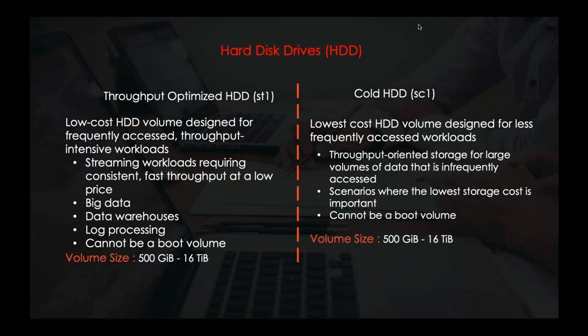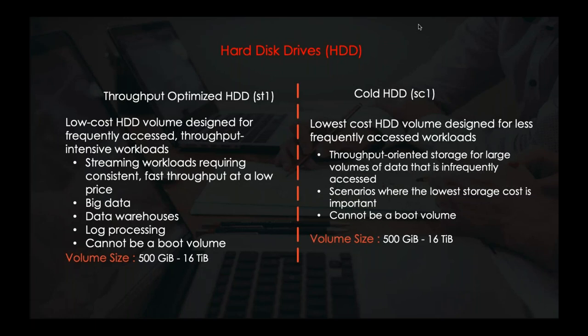Throughput optimized can be used for streaming workloads. For example, if you have video files which you want to stream on your application, you can go with throughput optimized. For big data, data warehousing, log processing, batch processing, multitasking, you can go with this throughput optimized HDD. An important point about the hard disk types of volumes: you cannot use these volumes to boot your machines. The minimum size starts from 500 GB, maximum up to 16 terabytes.